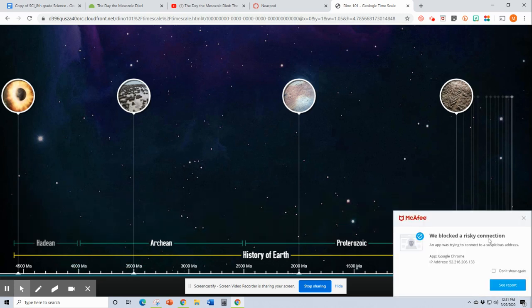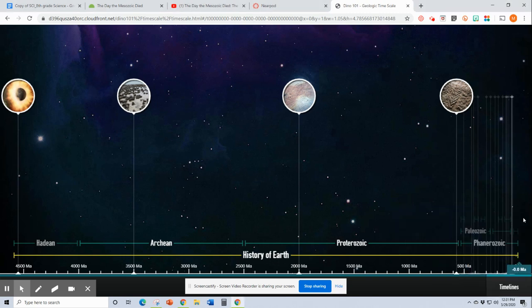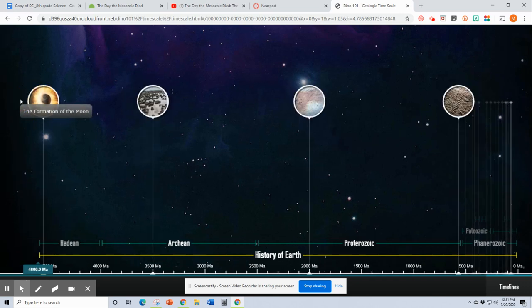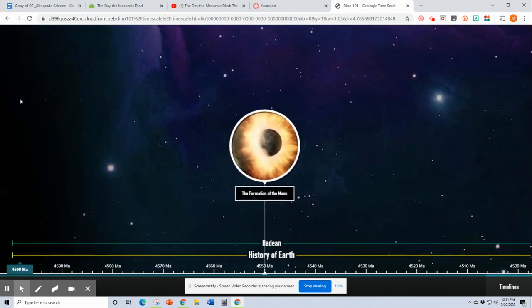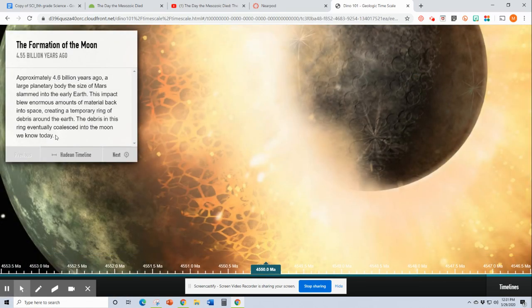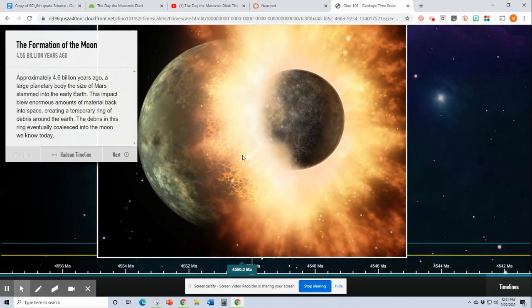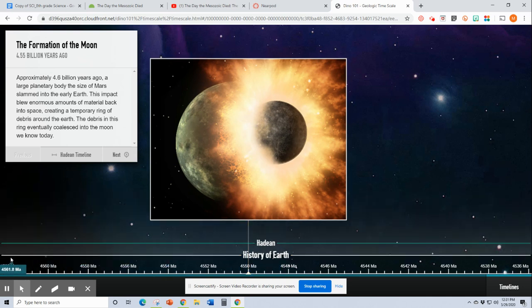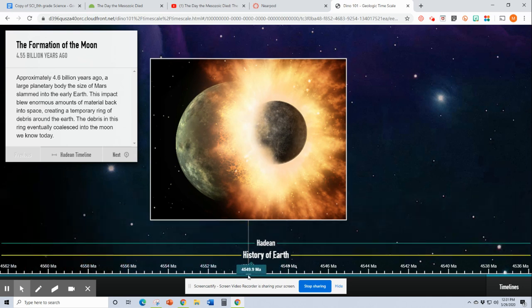oh, look, it says we blocked a risky connection. Well, that's good. All right. So what I do is I start right here on this circle, and it says the formation of the moon. Okay. There's a little bit of information that you can read. And if that's too big, all I'm doing is using my little scroll bar on my mouse, and I'm just backing that up a little bit. Okay. So it's giving me an idea of what happened first. And then right here it says next. This is the easiest way, I think, to move through this.